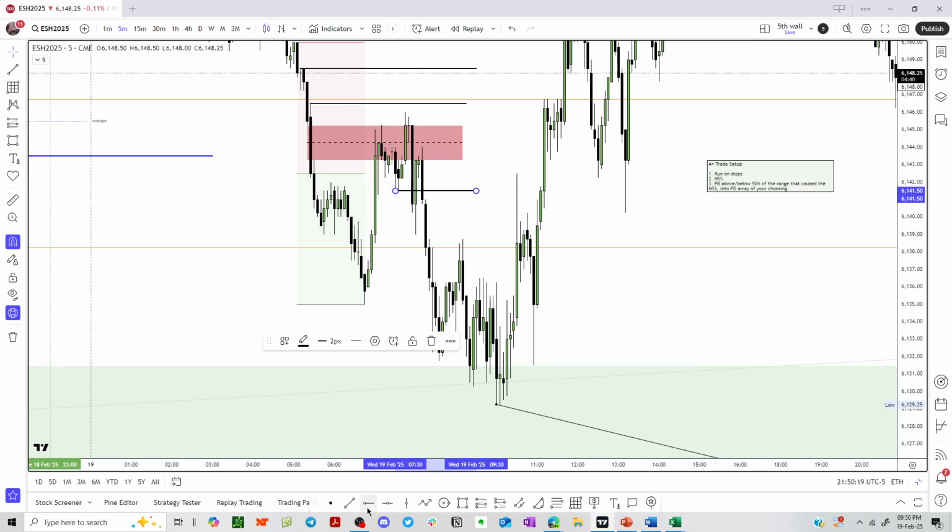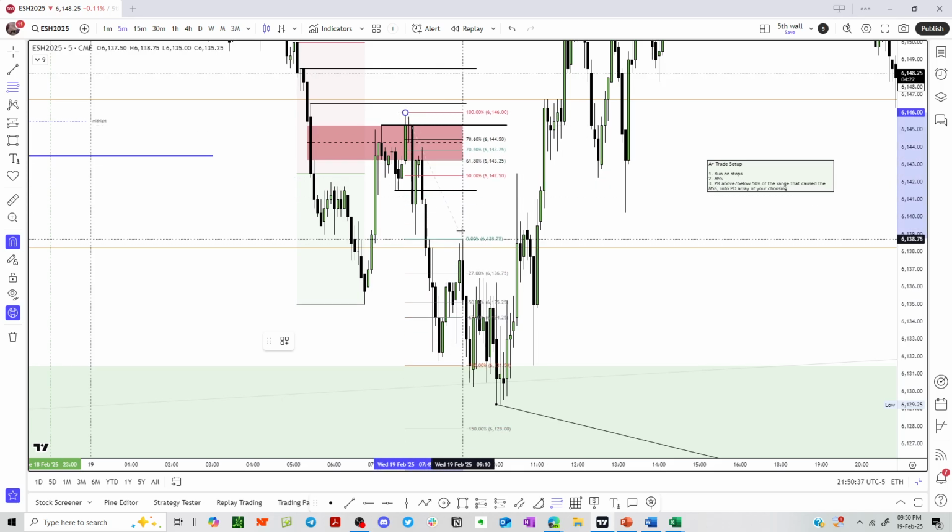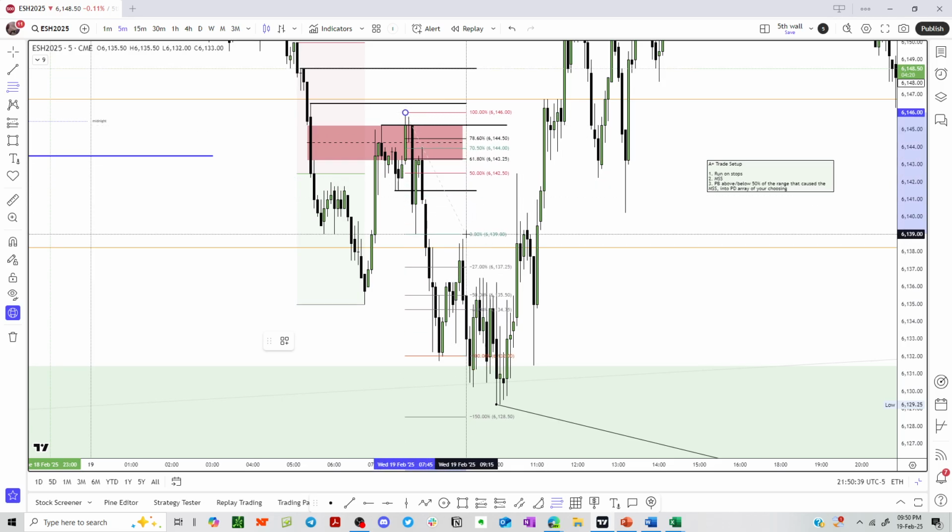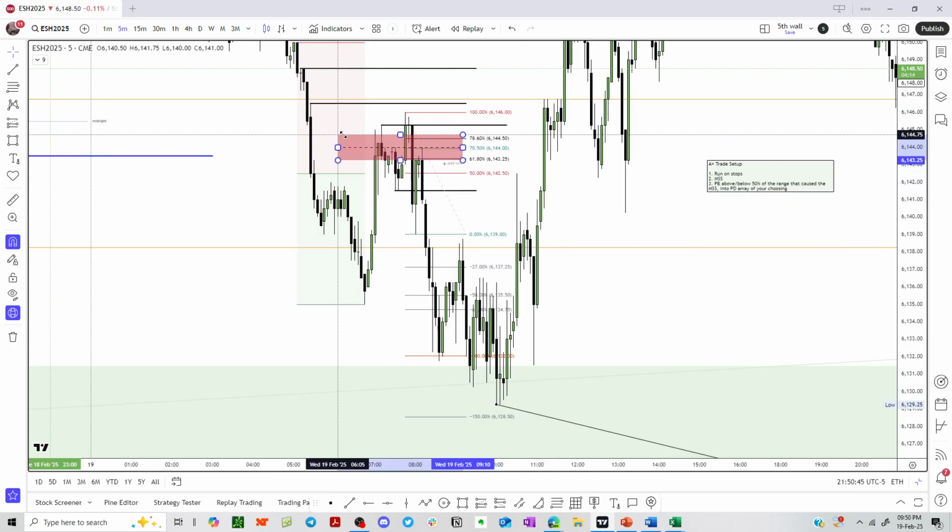Break in market structure here. Run on sell side here. Run on sell side here. Break in market structure here. And then you have a retracement. What are the rules? Back above 50% of the range on the price leg that caused a market structure shift. So now you're just going to fine tune it here.